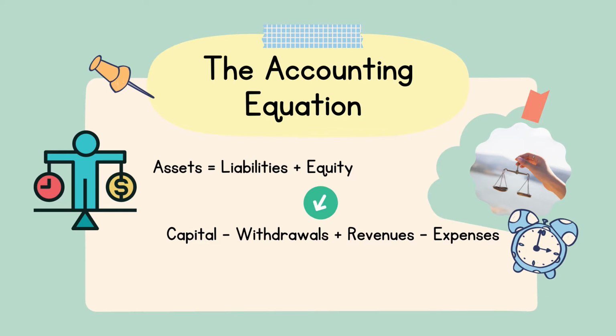Now in chapter 2, we're gonna record the transactions that we analyzed in chapter 1. How to record them? We're gonna go to the journal and we're gonna record them in debit and credit. So what do debit and credit mean? Debit is the left side, credit is the right side.